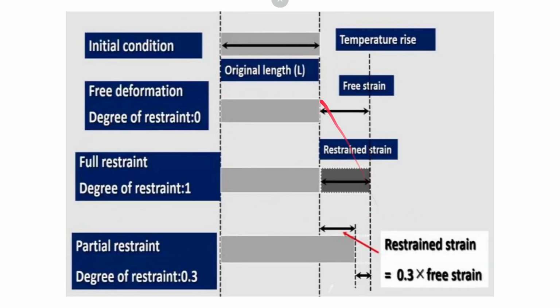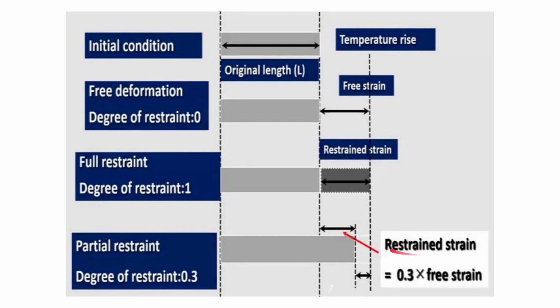If we see this sketch, this is the initial condition, the specimen having an original length of L. By temperature rise, if there is no restraint, it can expand this much. So that is free deformation, because the degree of restraint is 0. But when the strain is restrained, if it is completely restrained, then thermal stresses will develop. And if that is greater than the tensile strength, then cracks will appear.